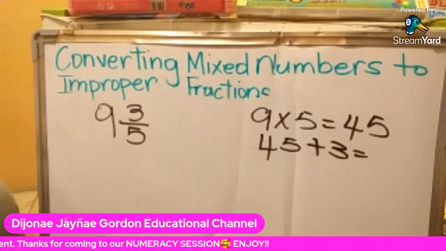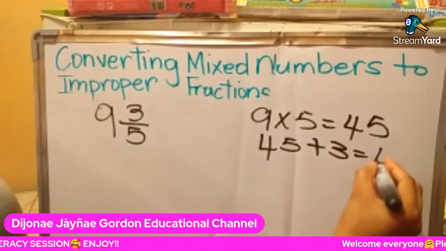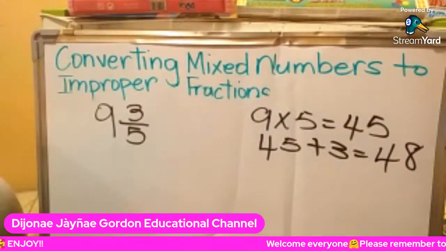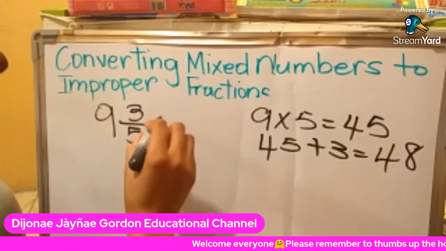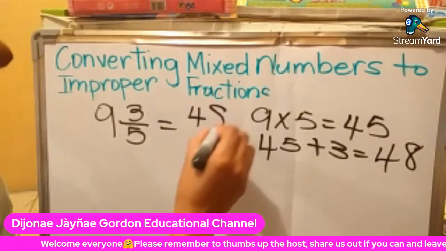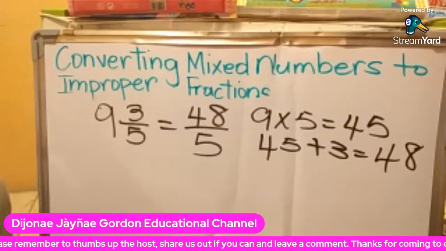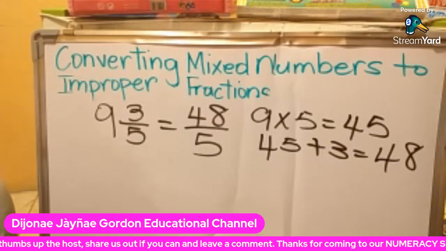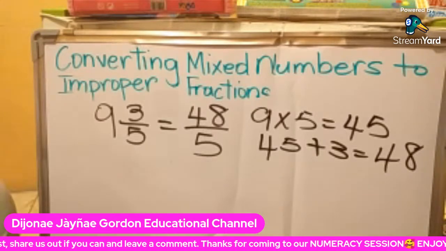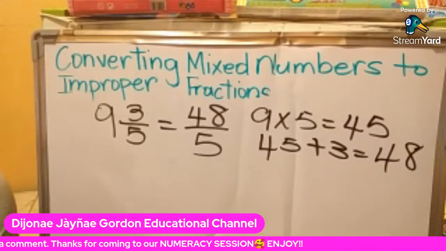Call yourself the bigger number: 45, 46, 47, 48. I see that I have some mathematician inside here. So 45 plus 3 is 48. So we have 48 over 5, and the improper fraction is now 48 over 5. And let me see. So you see what happened?